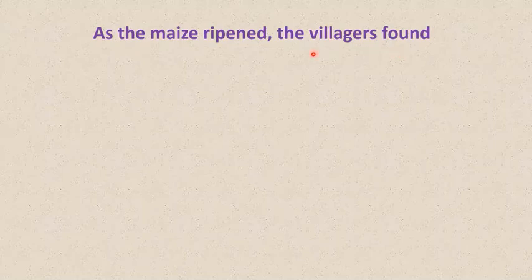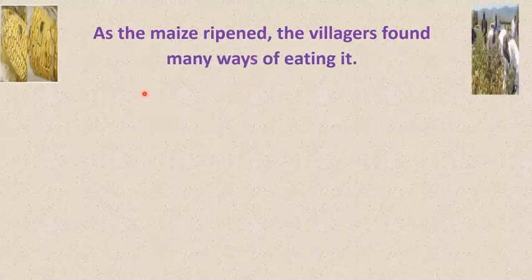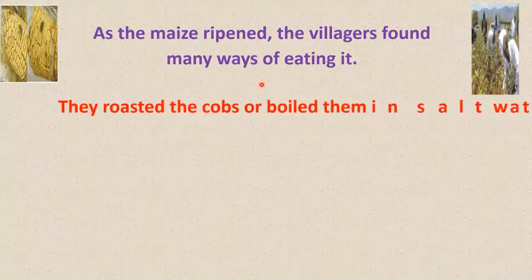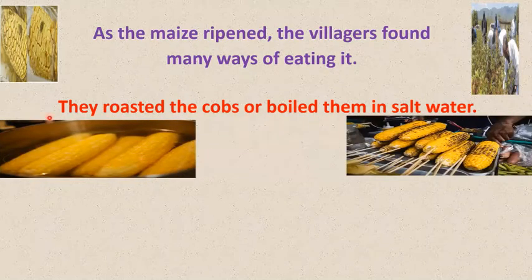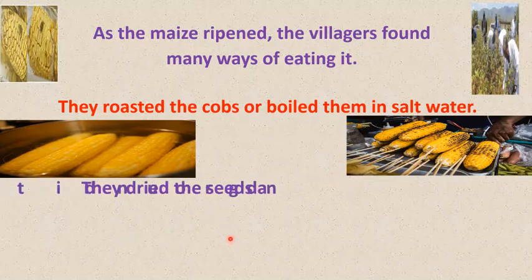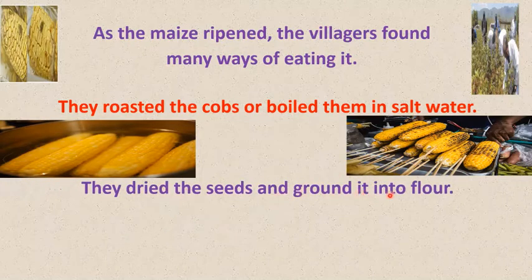As the maize ripened, the villagers found many ways of eating it. Now it is ripened, and they decided they are plucking it out, and decided to eat in different ways. They roasted the cobs or boiled them in salt water. See, they were boiling in salt water and roasting. Yes, we also eat like that, no? And they dried the seeds and ground it into flour.